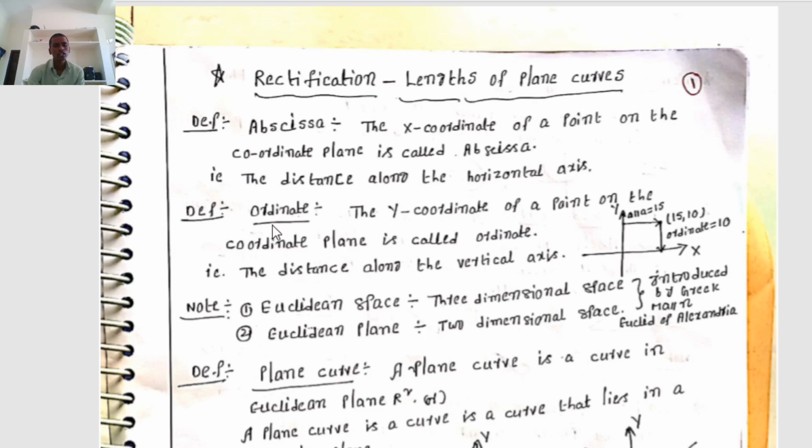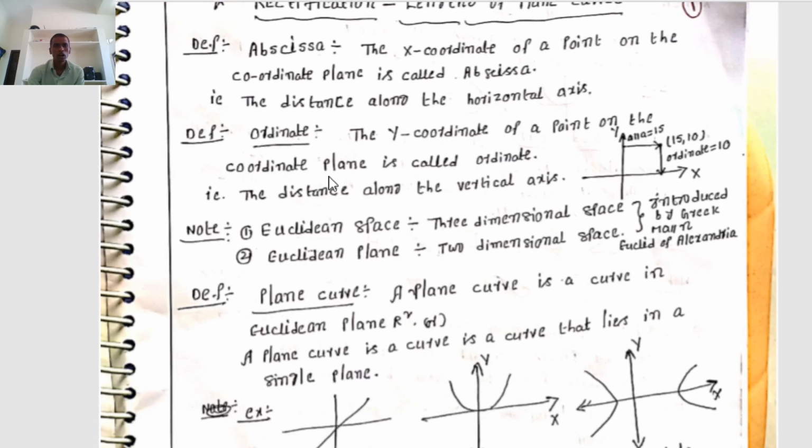Next definition, ordinate. Ordinate means the y coordinate of a point on the coordinate plane, or xy plane. That is the distance along the vertical axis, the distance along the y-axis, is called ordinate.